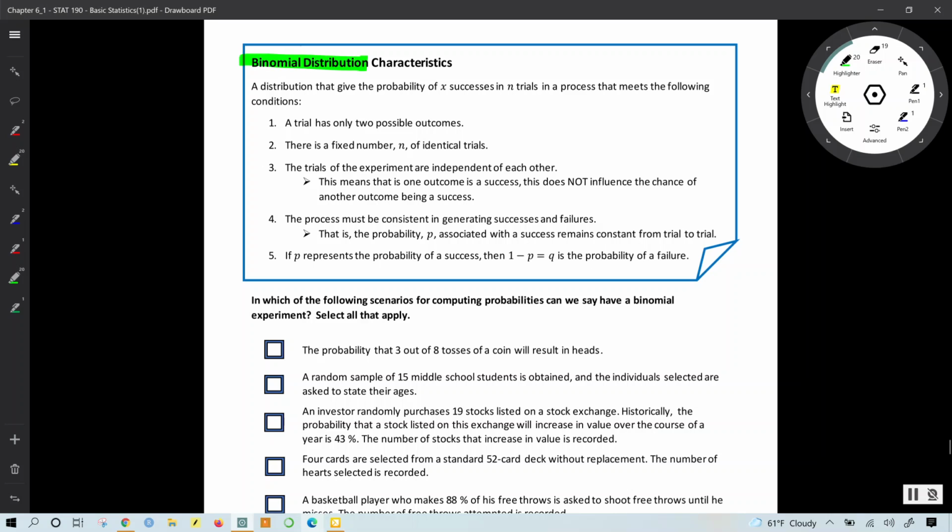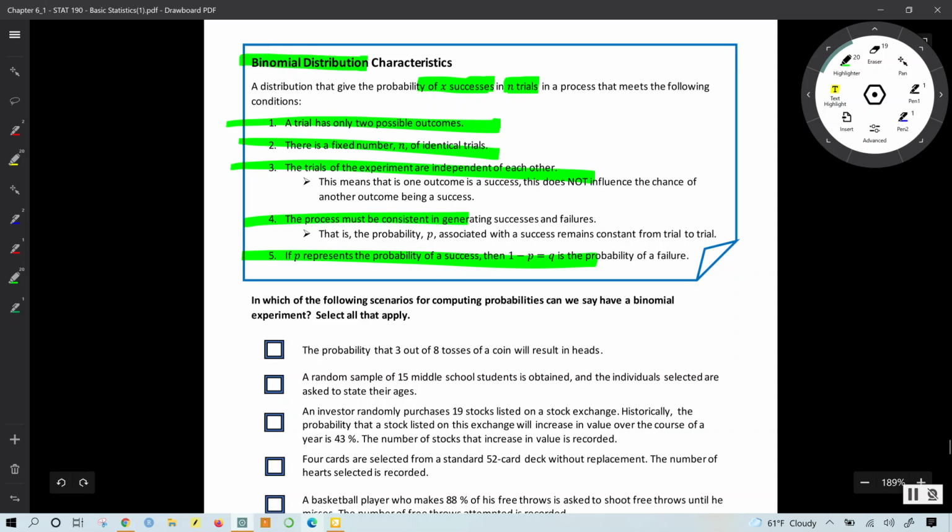If we are interested in counting X successes or X events of interest in N trials of an experiment, and certain conditions are met, such as 1, 2, 3, 4, and 5 on your screen, which we will soon go over, then you have a binomial experiment.